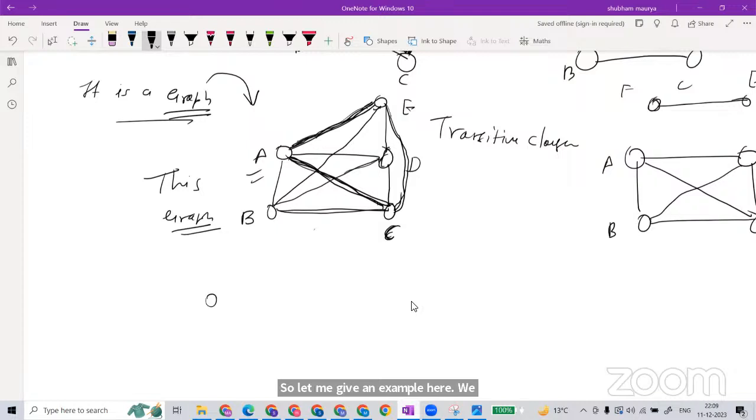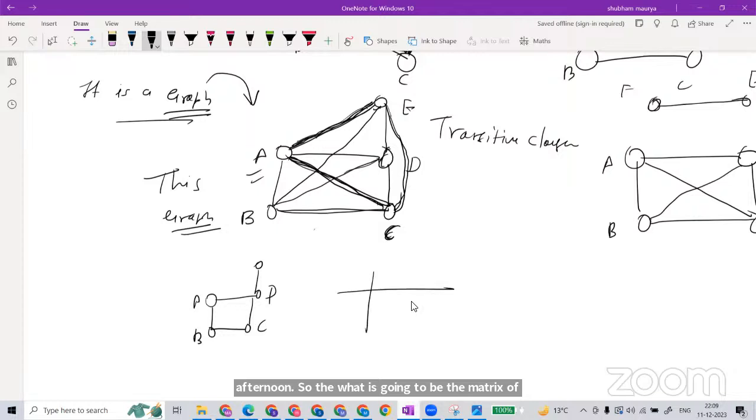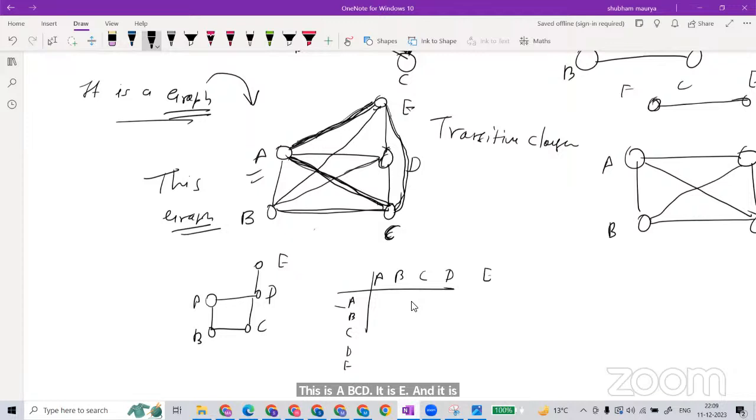Okay, so we have A, B, C and D. Previously we have this graph, no? So what is going to be the adjacency matrix of this graph? This is A, B, C, D, and here is A, B, C, D.